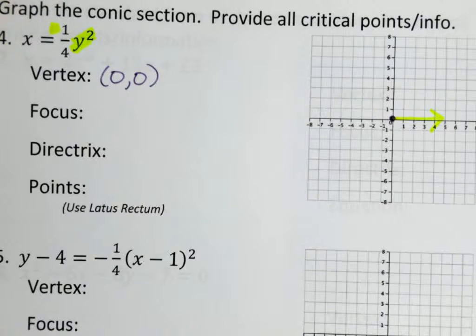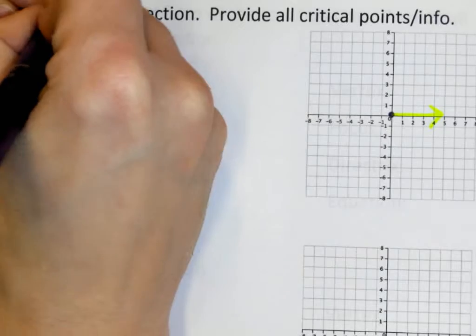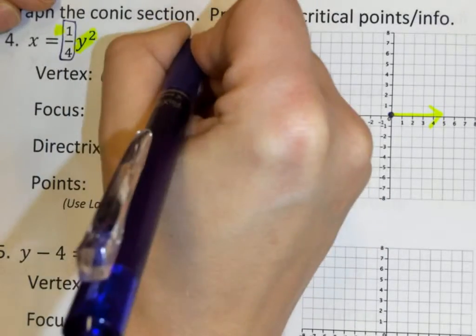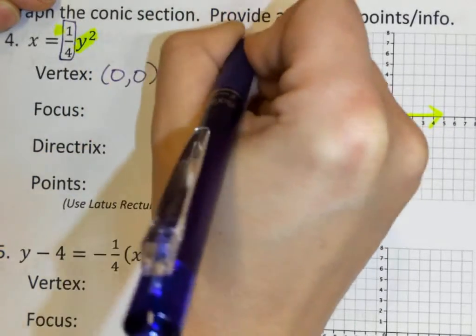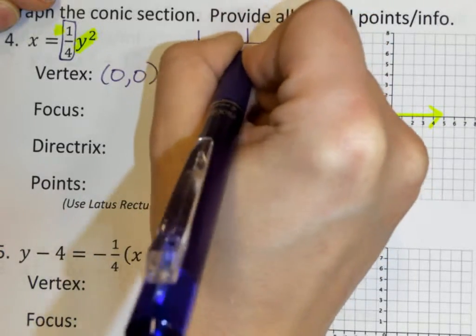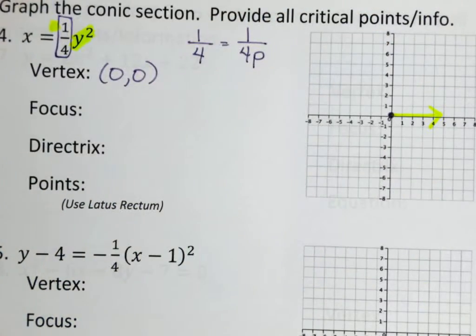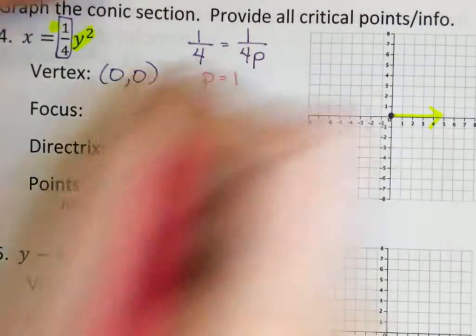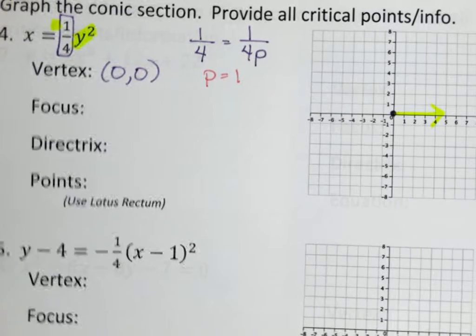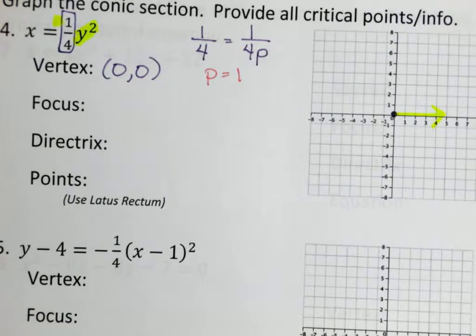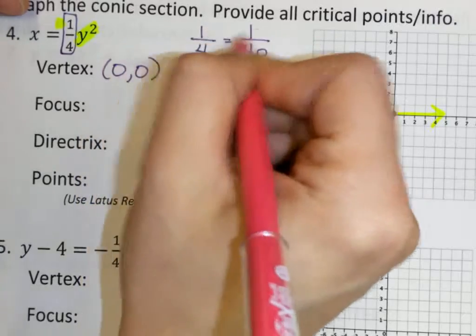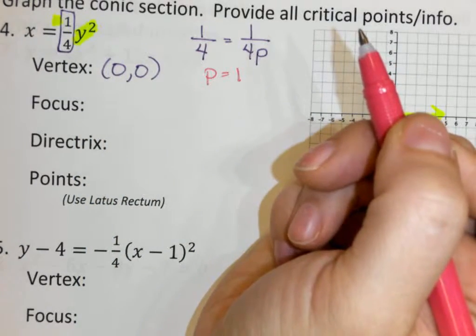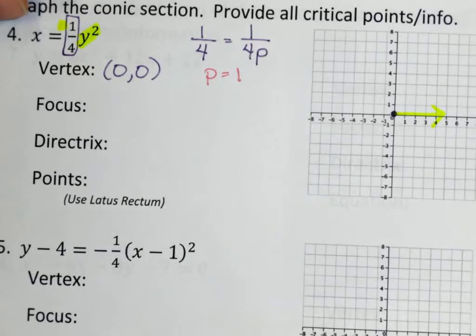Okay? Now for everything else, we need to grab this guy right here. And that 1/4 is always equal, because it's the formula, to 1 over 4p. I know this is a really hard equation to solve. Can anybody tell me what p is? P is 1. Okay, let's be honest, it's not always going to be that straightforward, and if it's not, you just cross multiply and solve. Okay? So P is 1, P is positive.